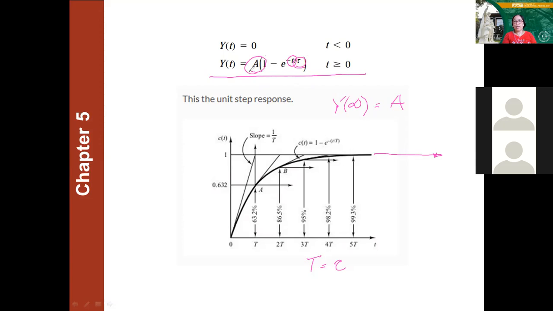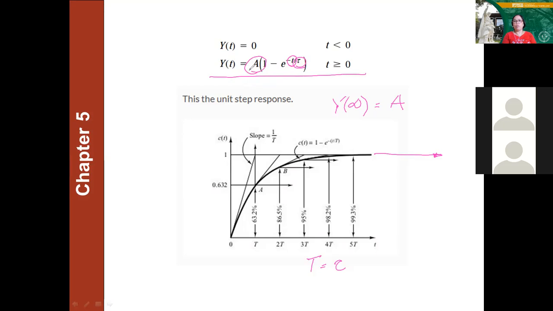This particular A sometimes is not spelled out in the problem, the magnitude of the step change. You are the one who's going to determine it. How will you determine it? If I ask anybody here, how will you determine the A? Because there are problems which do not specify the magnitude of the step input.